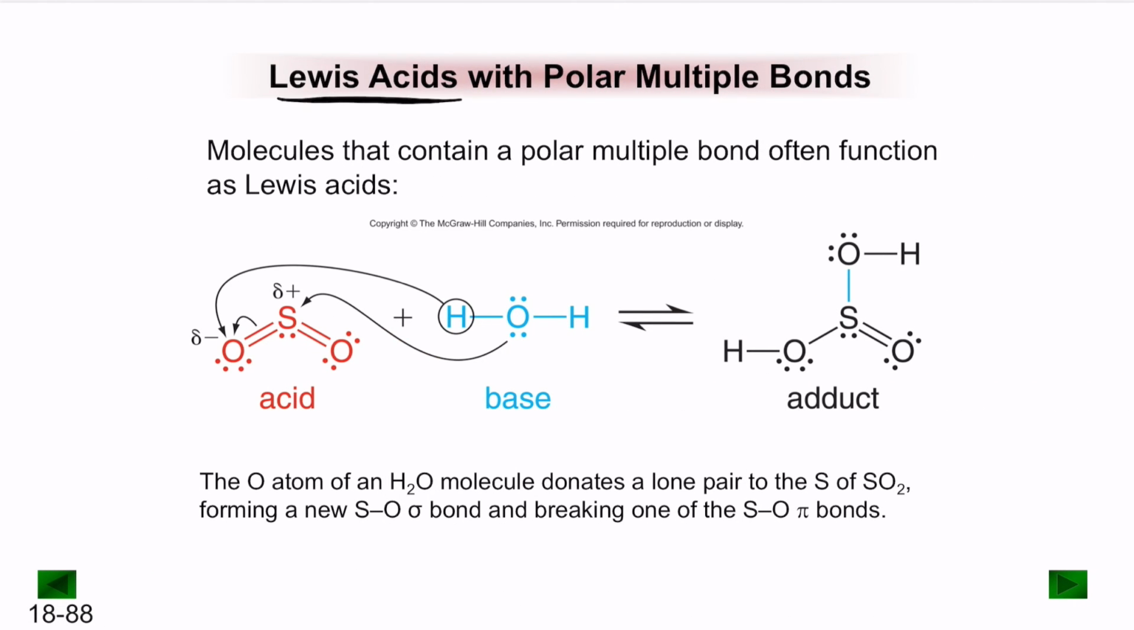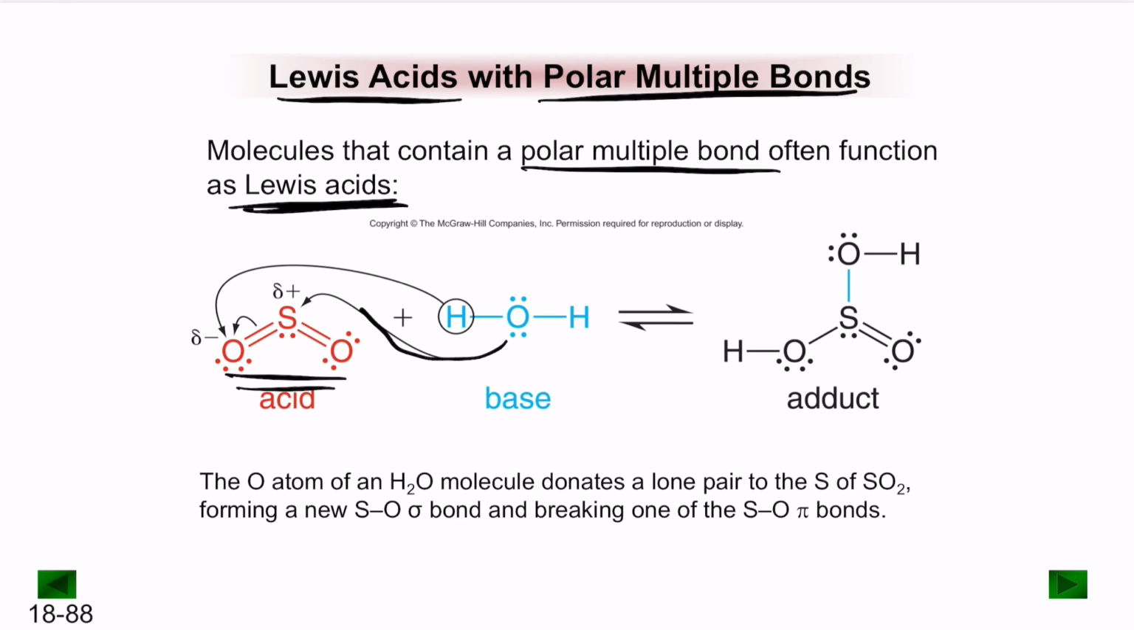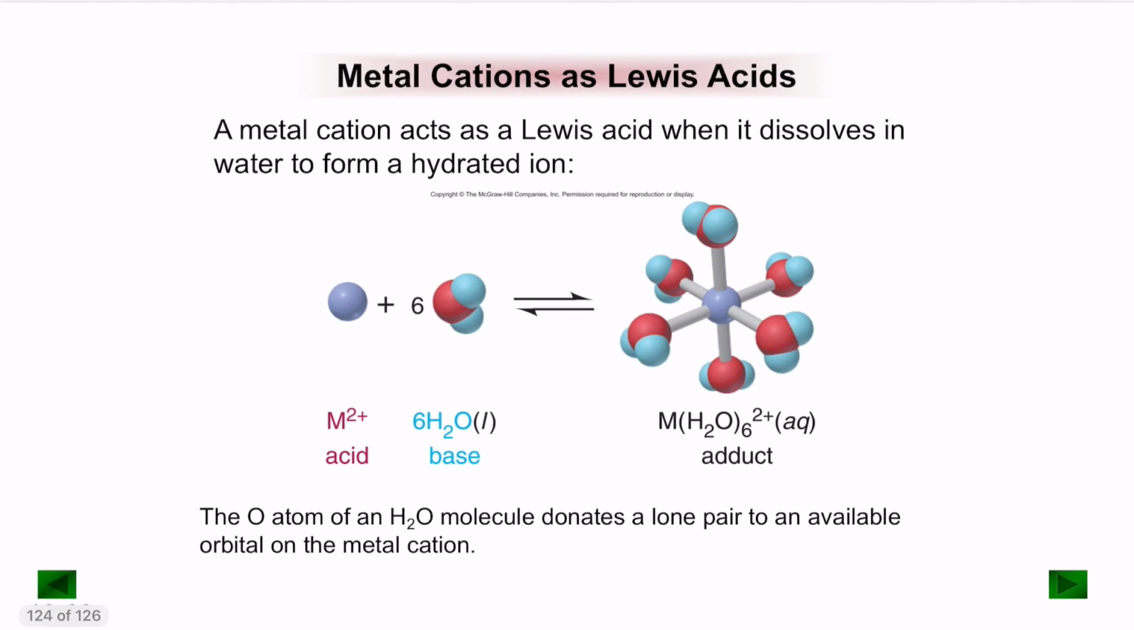Next, let's talk about Lewis acids with polar multiple bonds. Molecules that contain a polar multiple bond often function as Lewis acids. For example, SO2 can act as an acid because the sulfur can accept a pair of electrons, resulting in an adduct formation. The oxygen of the H2O molecule donates a lone pair to sulfur, forming a new sulfur-oxygen sigma bond, while breaking one of the sulfur-oxygen pi bonds.